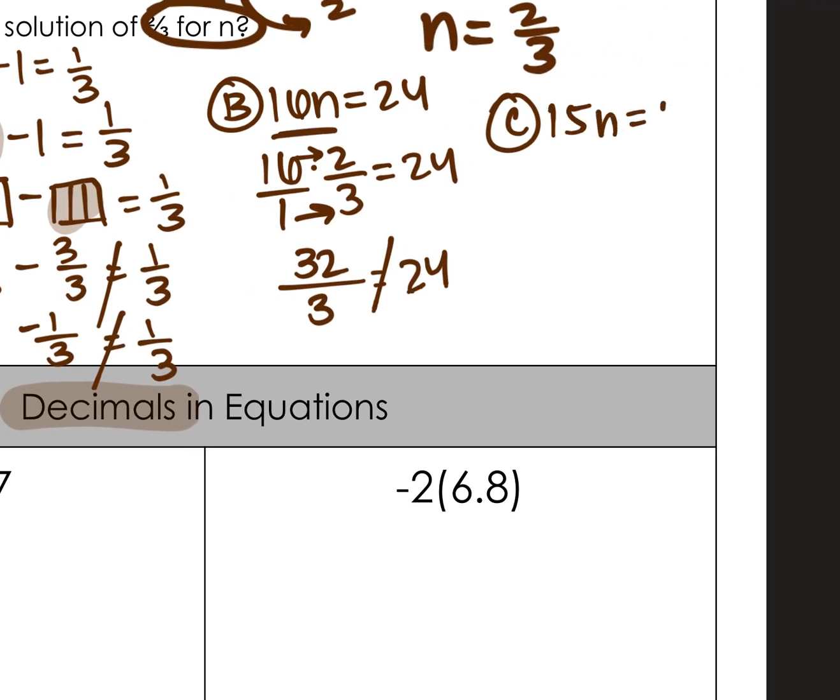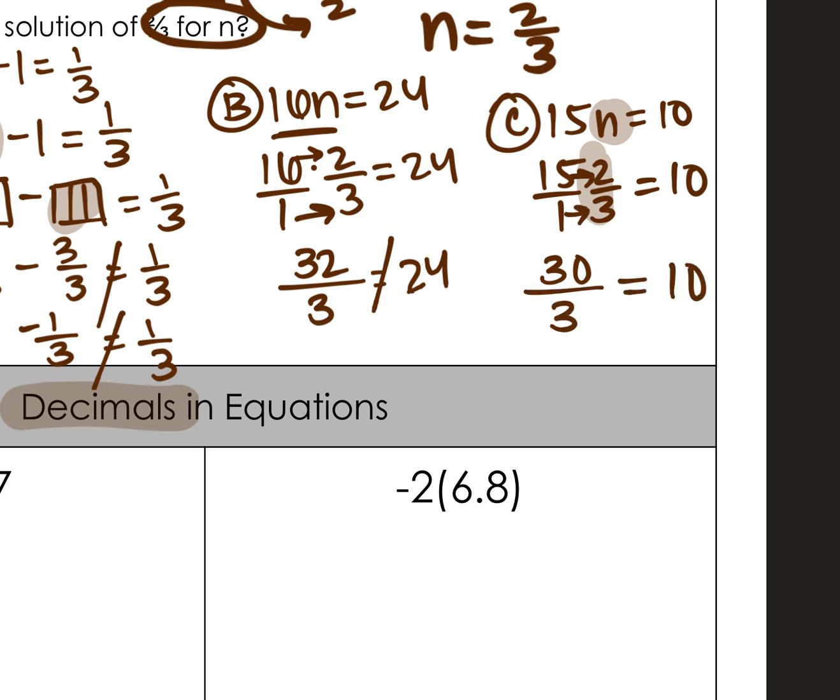15n equals 10. And we said wherever we see an n, we're going to plug in 2/3. So let me do 15 times 2/3 equals 10. Again, in order to make this whole number a fraction, we put it over 1. And next we do 15 times 2, which is 30, and 1 times 3, which is 3. And this should equal 10.